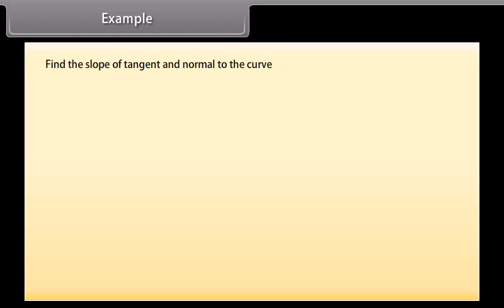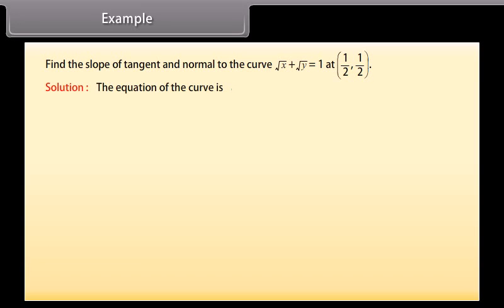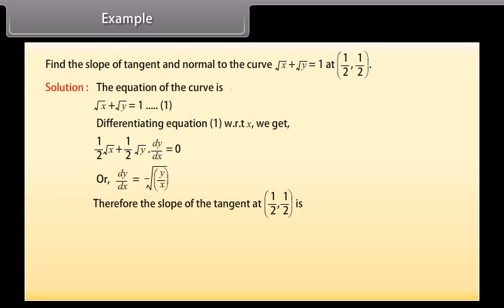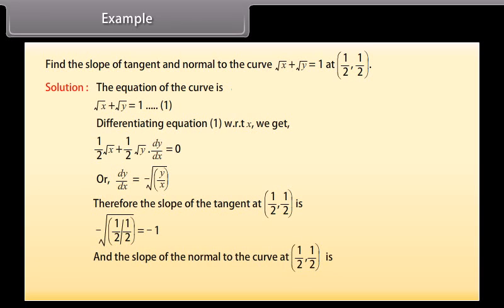Example. Find the slope of the tangent and normal to the curve square root x plus square root y equals 1 at 1 by 2, 1 by 2. Solution. The equation of the curve is square root x plus square root y equals 1, name it as 1. Differentiating equation 1 with respect to x, we get 1 by 2 square root x plus 1 by 2 square root y into dy by dx equals 0, or dy by dx is equal to minus square root of y by x. Therefore, the slope of the tangent at 1 by 2, 1 by 2 is minus square root of 1 by 2 upon 1 by 2, which equals minus 1. And the slope of the normal to the curve at 1 by 2, 1 by 2 is minus 1 by minus 1, which equals 1.